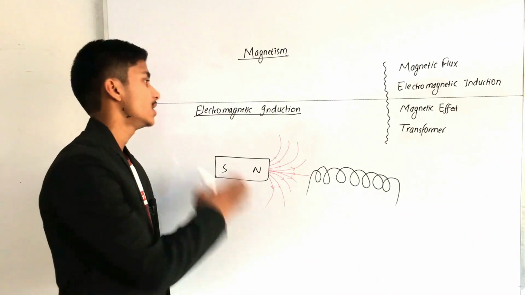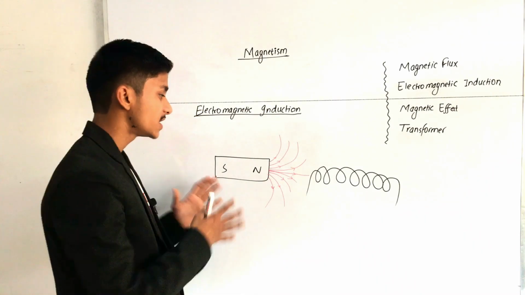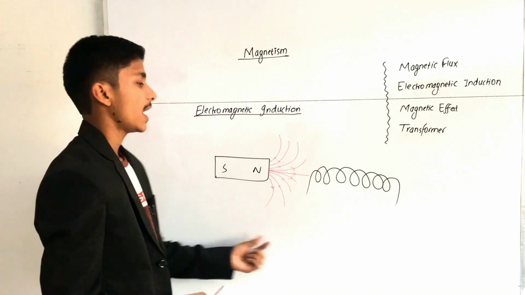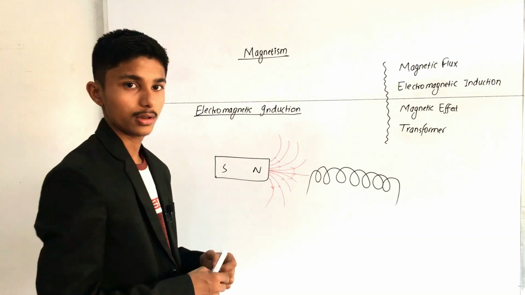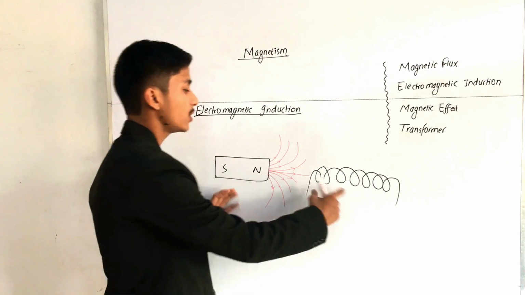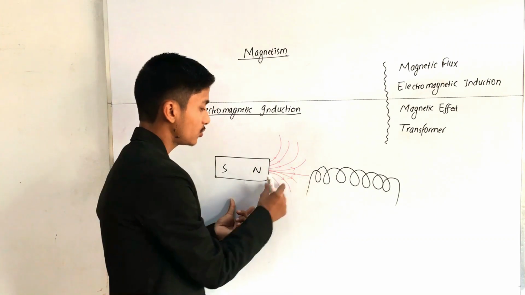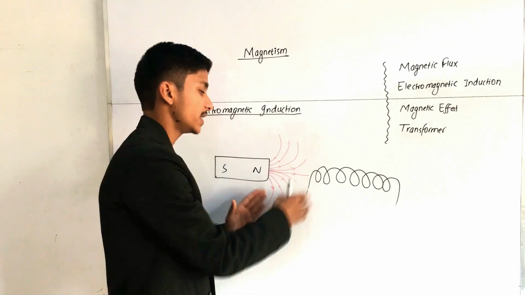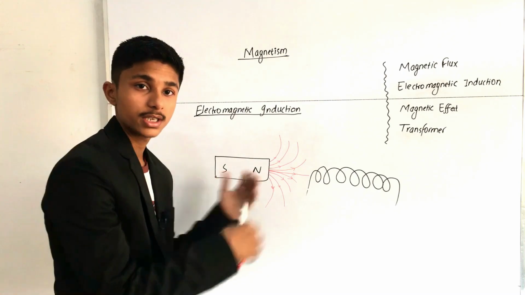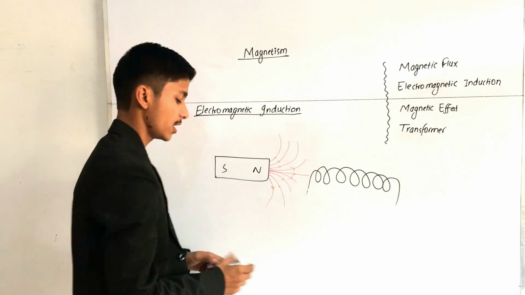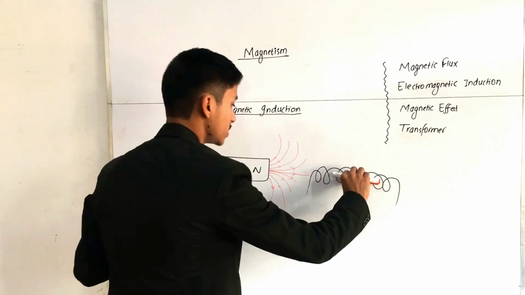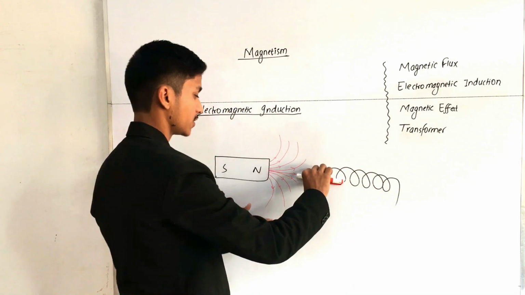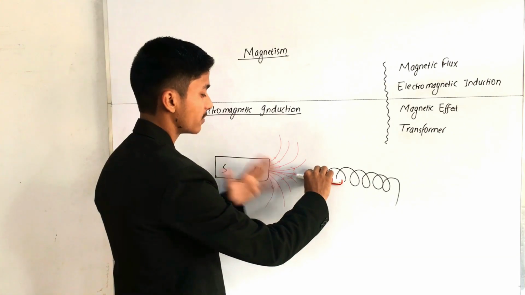Now we know about electromagnetic induction. This is the figure: a bar magnet and a coil. What happens when the coil is brought near this magnet? Then the magnetic flux gets changed. Suppose this is a coil, and when it is brought to this side, in contact, the magnetic flux gets changed. This coil affects the magnetic flux.